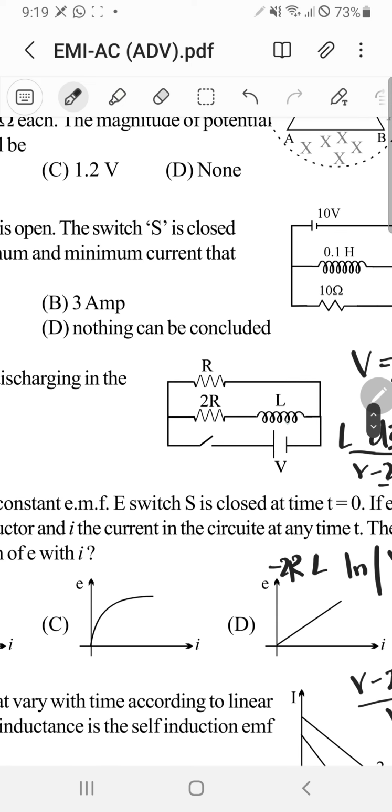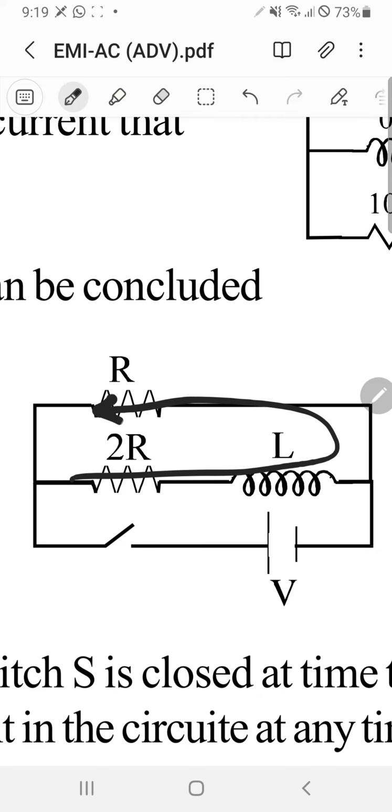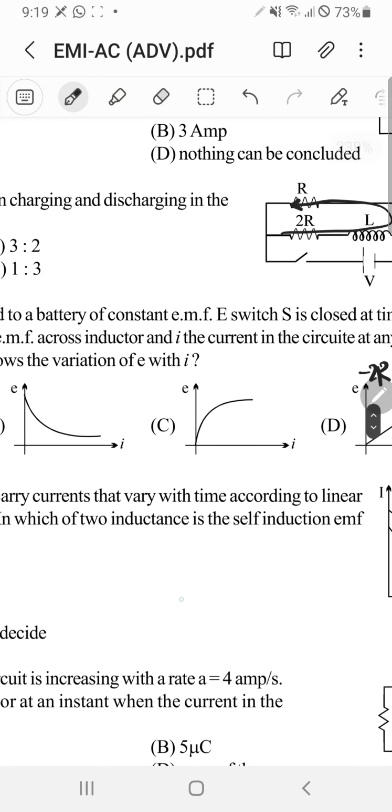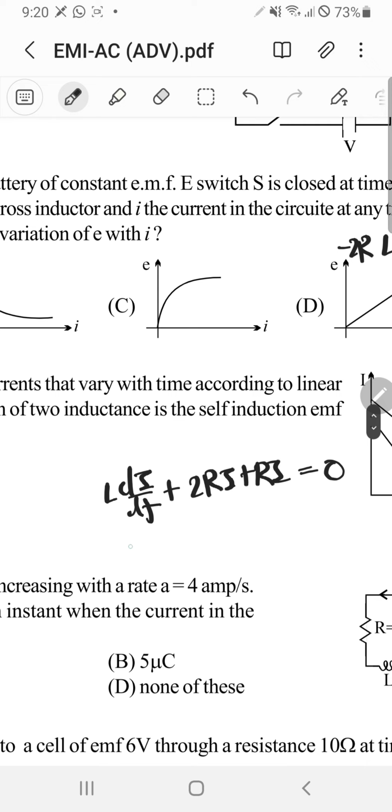Can you write the equation for this? It's going to be that loop. So initially the current is that, so it will go like this. The potential drops, that will be L di by dt plus 2RI plus RI equal to 0, of course, because there's no external flux change over there. That makes sense. So L di by dt equal to negative 3RI.